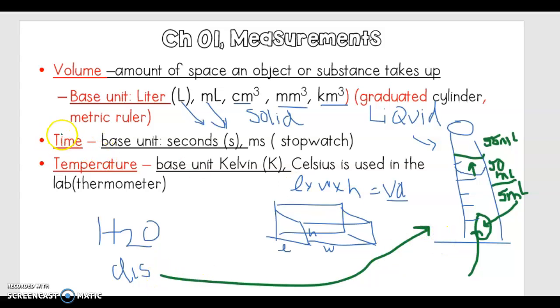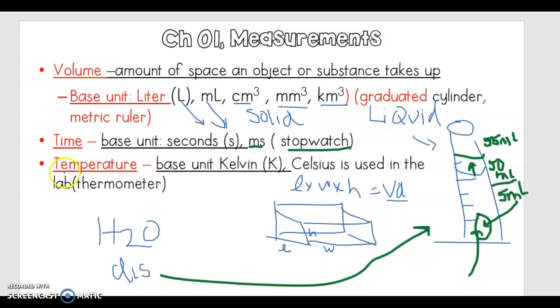Okay, a few more measurements in the SI system. First of all, time is going to be measured in seconds, base seconds or milliseconds. Those are the main ones. You don't see centiseconds or deciseconds. So for the metric system, you're going to use seconds or milliseconds, and we would use a stopwatch.